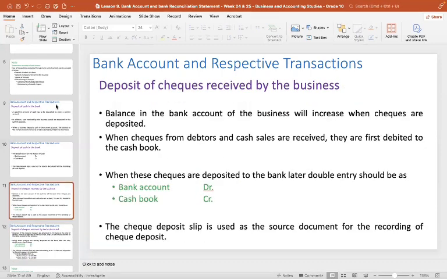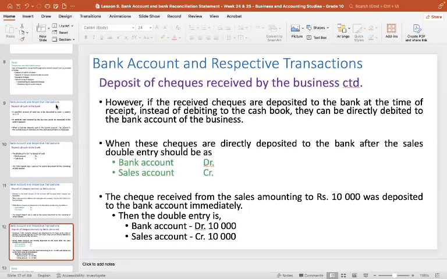In the first instance, we credited the sales account because we are taking money out of cash book, but here we are crediting the sales account. Sales account is an income account, so we are crediting the account. Okay, let's look at an example. The checks received from the sales amounting to 10,000 was deposited to the bank account immediately. Then the double entry is bank account debit 10,000, sales account credit 10,000.